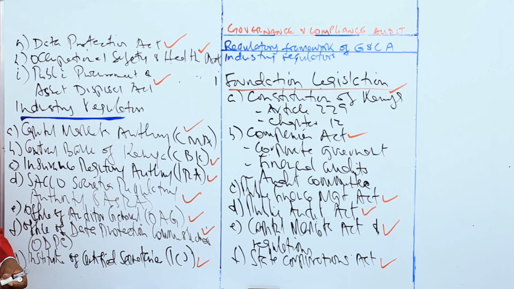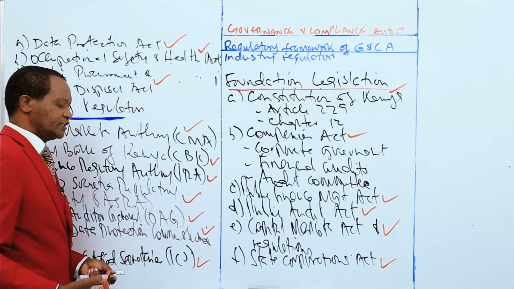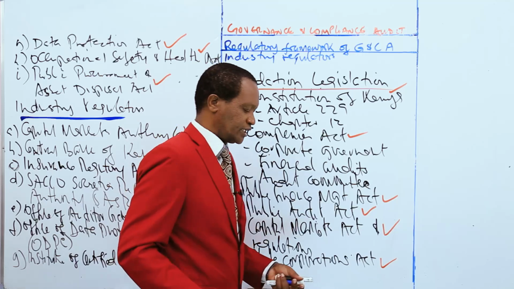So we've discussed the comprehensive regulatory framework which underscores Kenya's commitment to fostering a culture of good governance and compliance, using audits as a critical tool for oversight and accountability across both the private and the public entities.